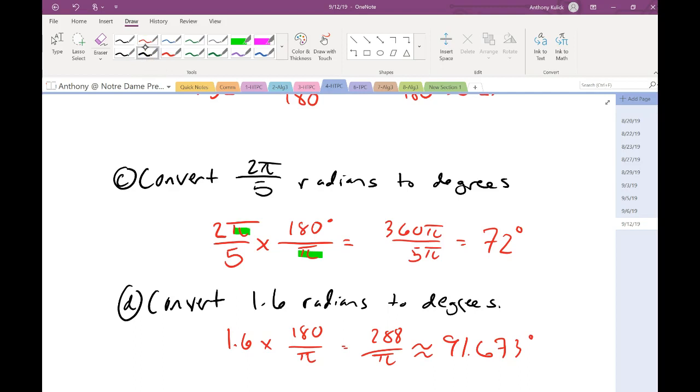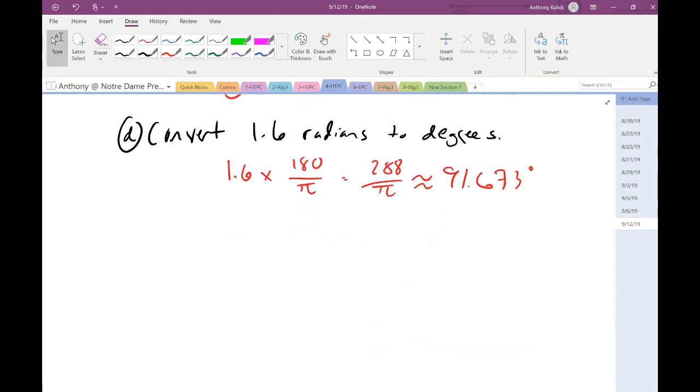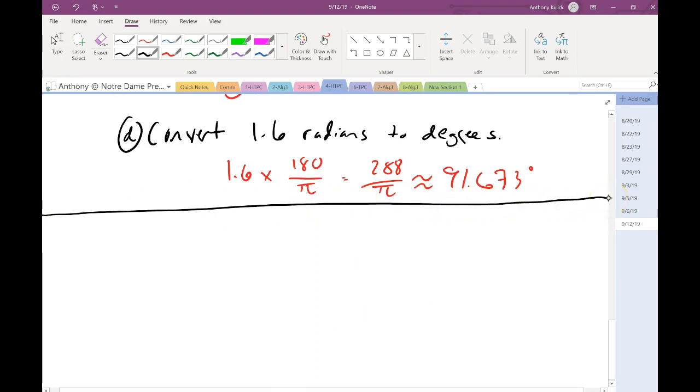Everyone okay with this idea? Should be pretty familiar feeling, right? Nothing complicated going on here. What's the big takeaway? What's the thing that we want to remember from this? That 180 degrees is pi radians. That's the big takeaway.